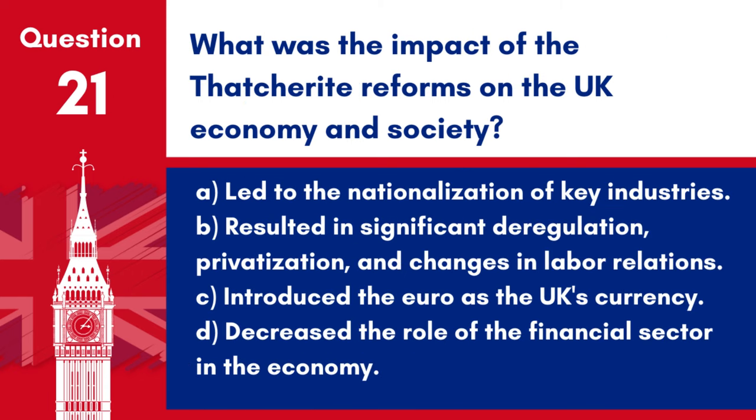Question 21. What was the impact of the Thatcherite reforms on the UK economy and society? A. Led to the nationalisation of key industries. B. Resulted in significant deregulation, privatisation and changes in labour relations. C. Introduced the euro as the UK's currency. D. Decreased the role of the financial sector in the economy.